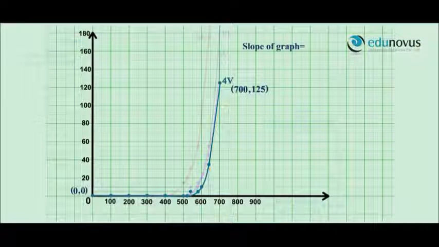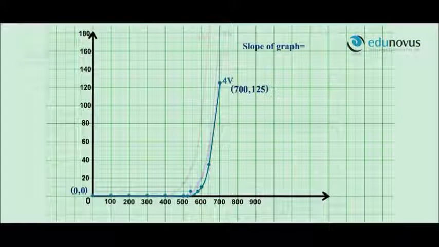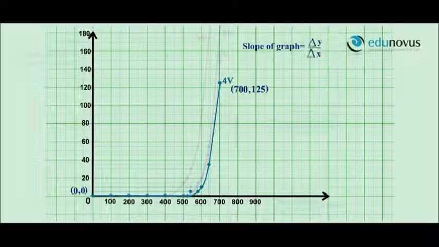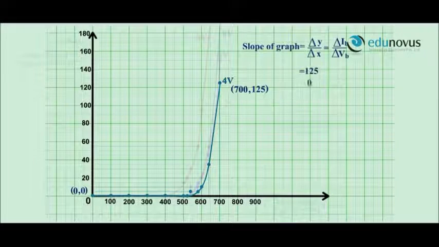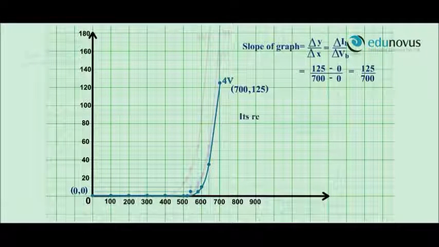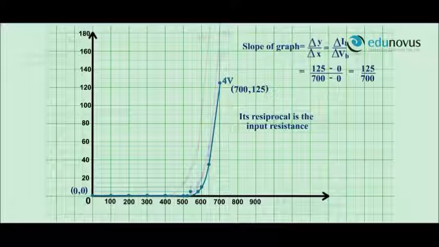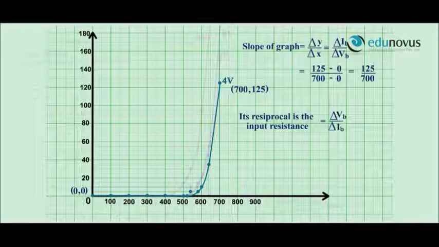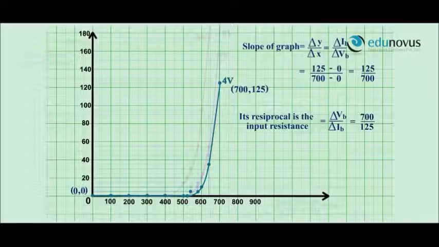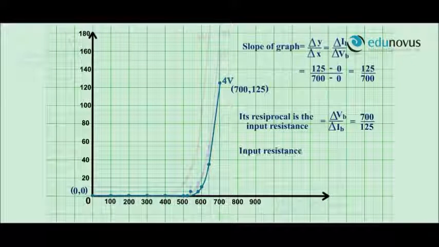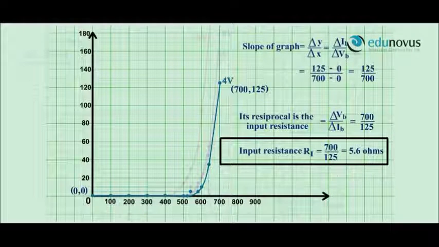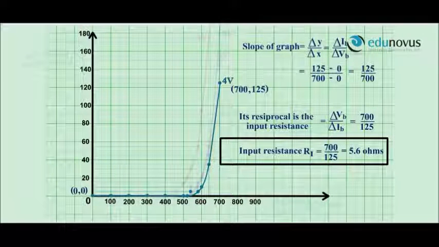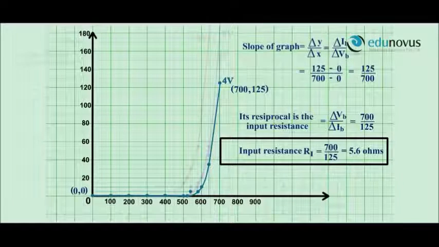Here, the slope of the graph is given by delta y by delta x, which is equal to delta Ib by delta Vb, that is 125 divided by 700. Its reciprocal is the input resistance, which is delta Vb by delta Ib, equal to 700 by 125, which is 5.6 ohms. Therefore, input resistance Ri is 5.6 ohms.